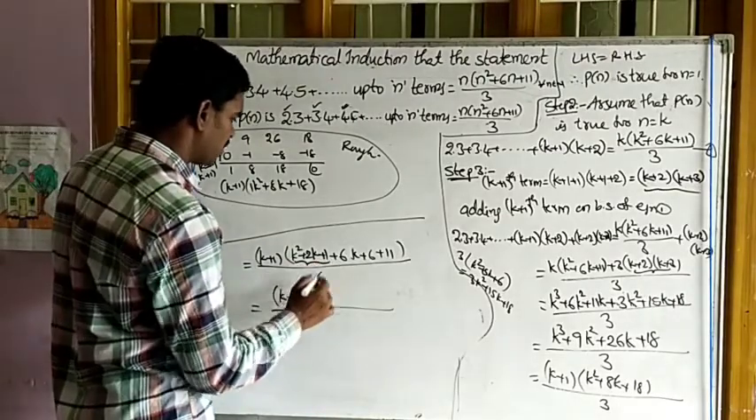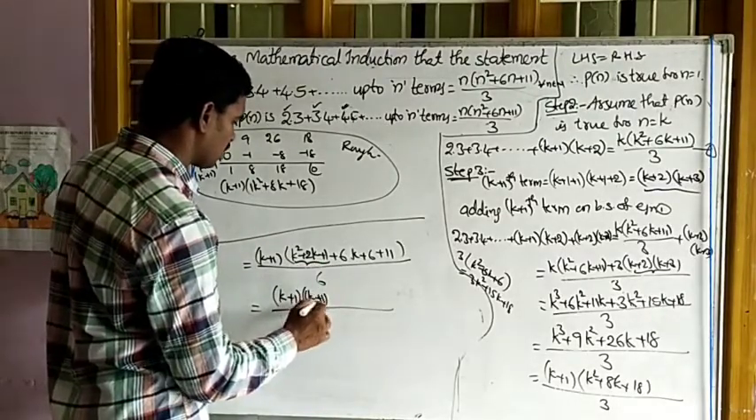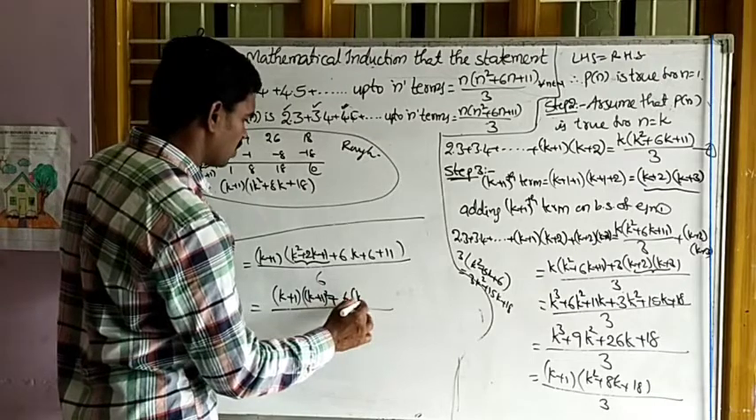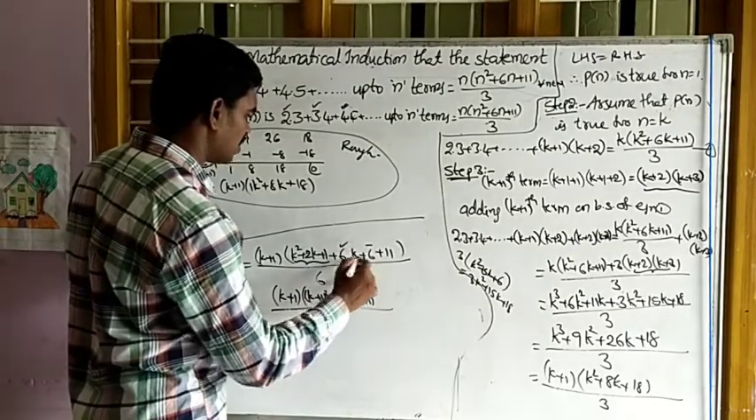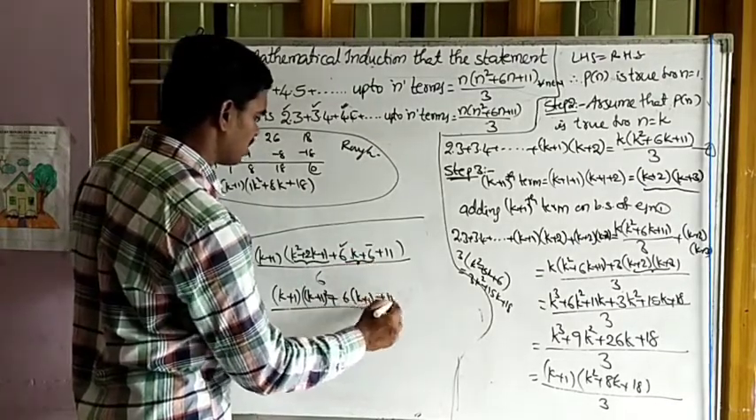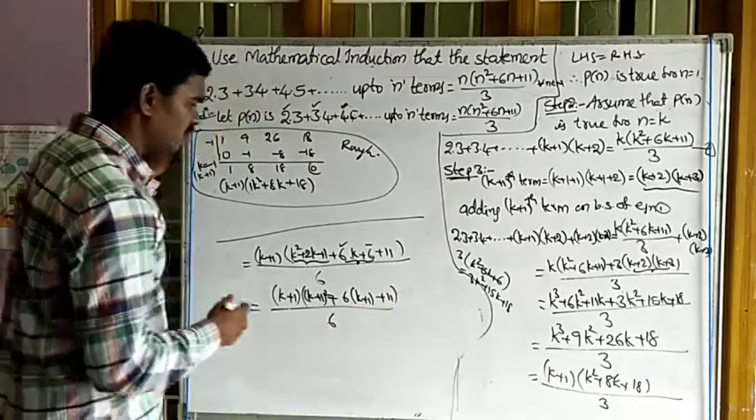Now this becomes k plus 1 whole square plus 6 into k plus 1, by taking 6 common in these two, and the last 11 is constant. Okay, now got it. We check it.